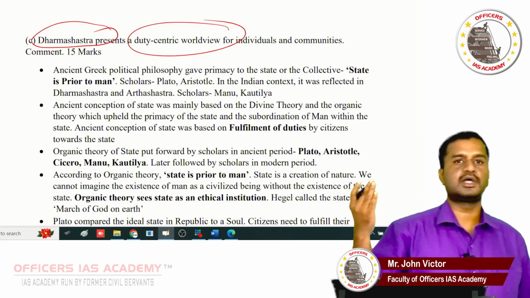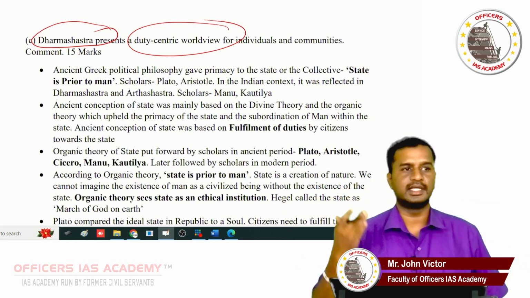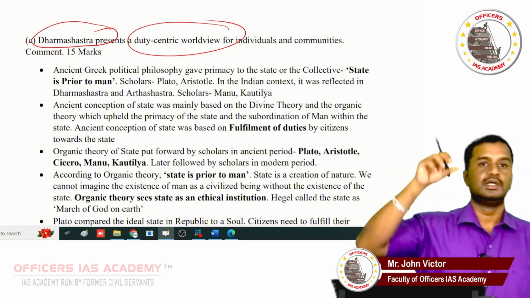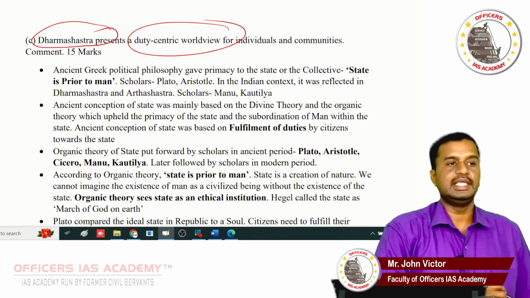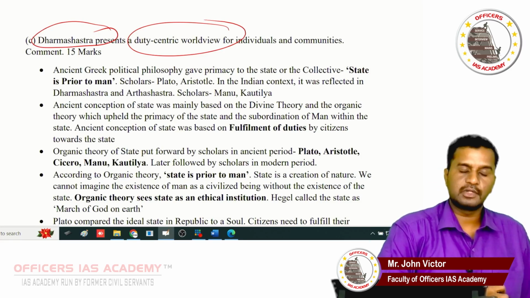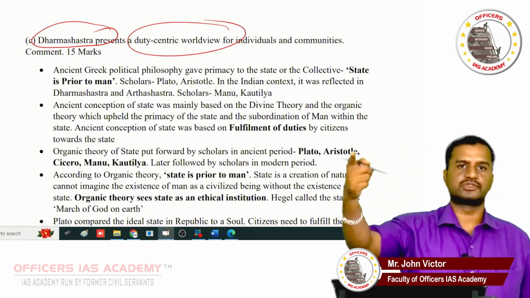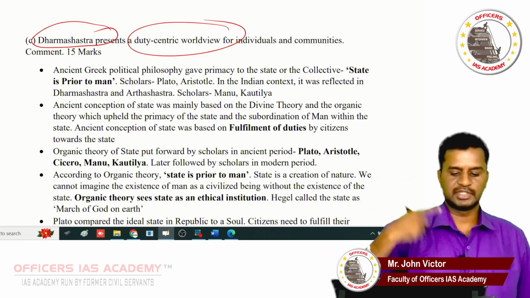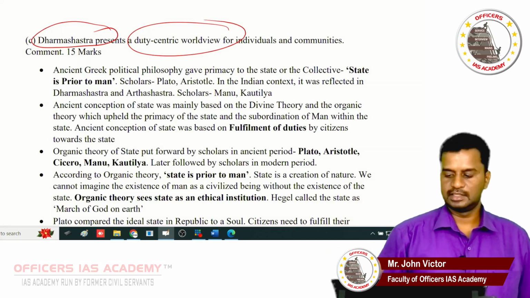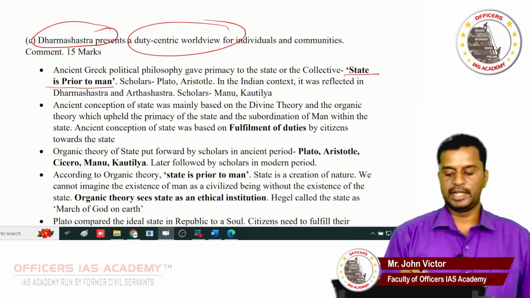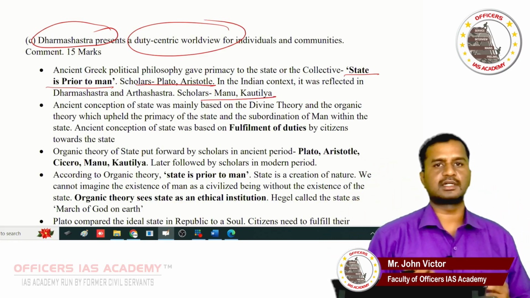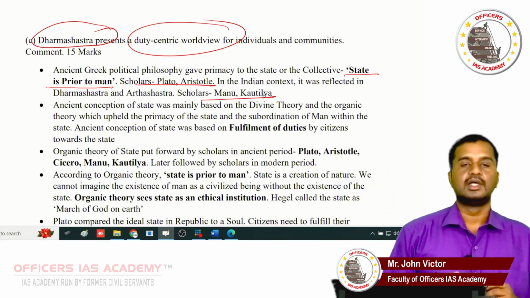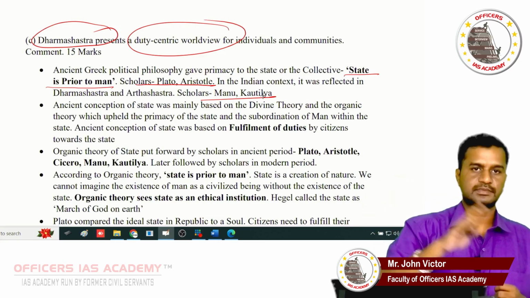So when we speak about the ancient philosophies in Greece, India, Rome and so on, man was subordinated to society. State was prior to man. The ego of the individual is subordinated to the collective ego of the state and the society. This is how we look at Dharma Shastra. Plato and Aristotle can be compared with Manu and Kautilya. Once again, make your answer diversified, correlate, analyze, associate between different papers.